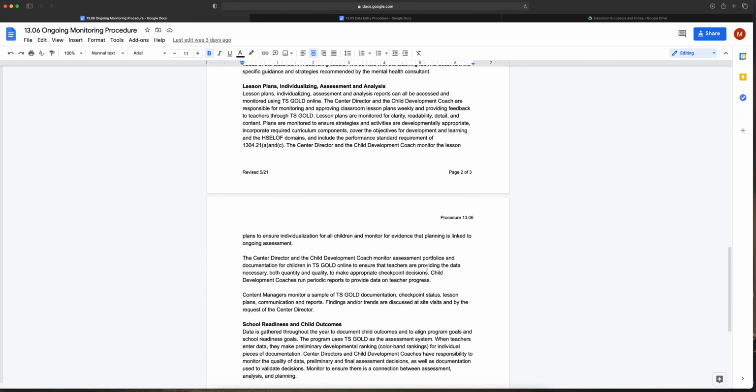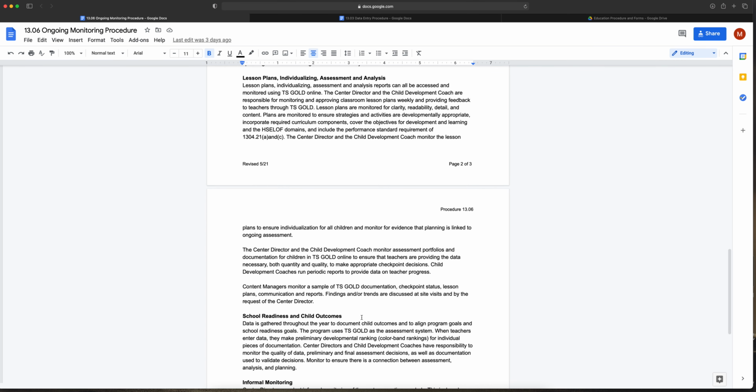Another area that is monitored is lesson plans and individualizing, as well as assessment. Every lesson plan is reviewed by the child development coach or the center director, who are responsible for approving those lesson plans weekly and providing some feedback. We really look at lesson plans in terms of content, to ensure that the content being provided is developmentally appropriate, that we incorporate the required curriculum components, and that we're covering the objectives for development and learning and our school readiness goals.